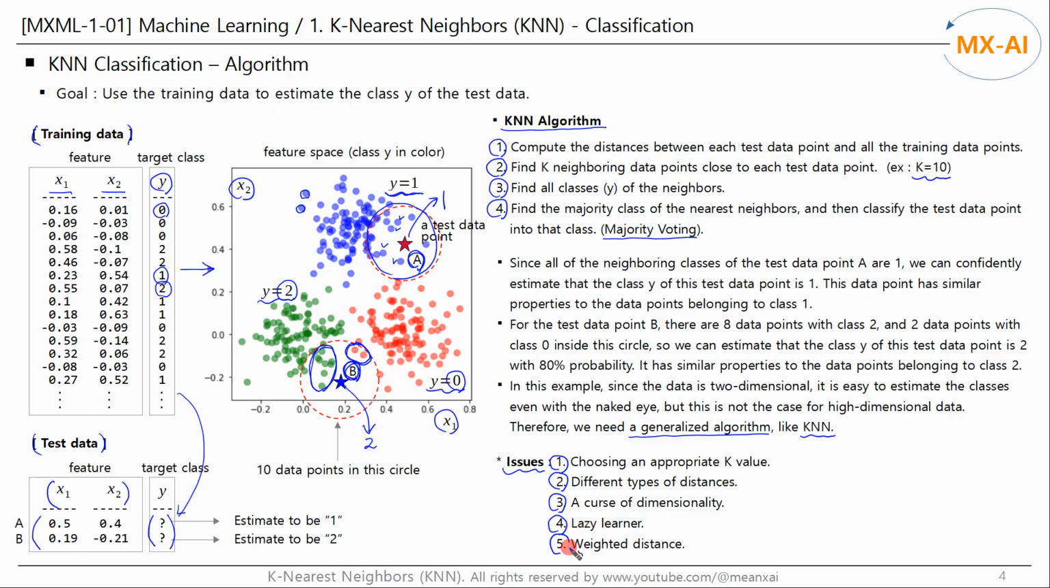The fifth question is how much weight should be given to each distance. In this example, we gave equal weights to all distances. However, there may be cases where different weights need to be given to each distance. We will look at these in more detail one by one later.